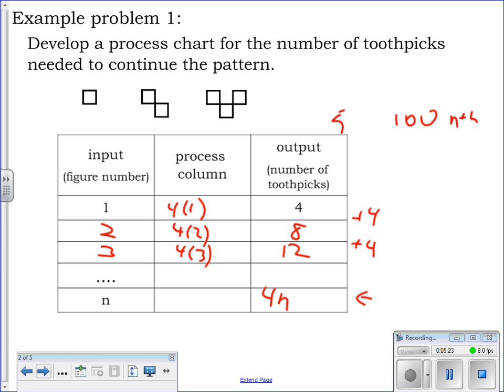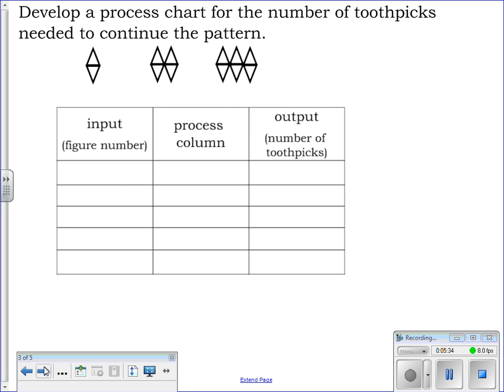A lot of mathematics is seeing patterns and figuring out something to describe that pattern. The more complicated the patterns, the more complicated the math to go with it. Okay. Same thing. Let's do this one together.